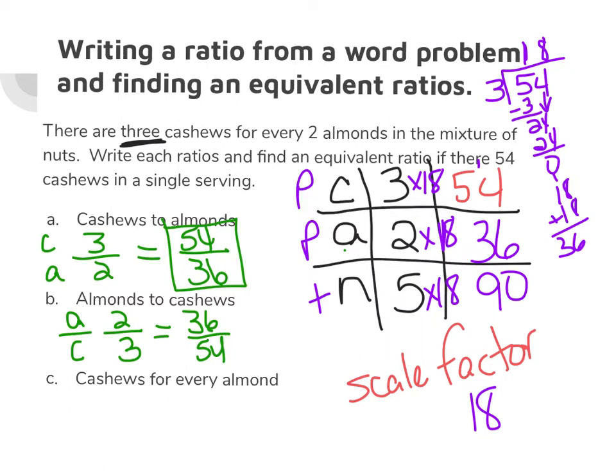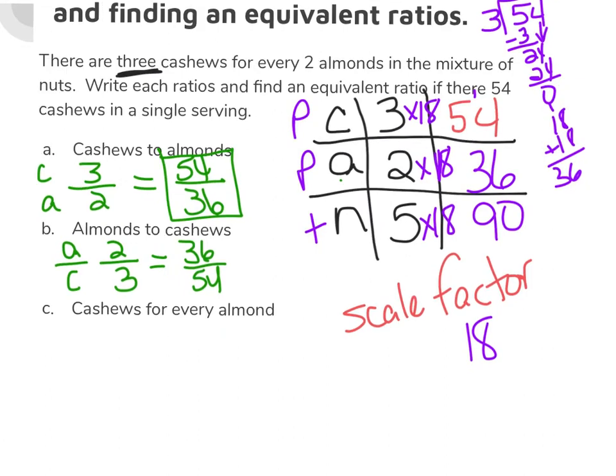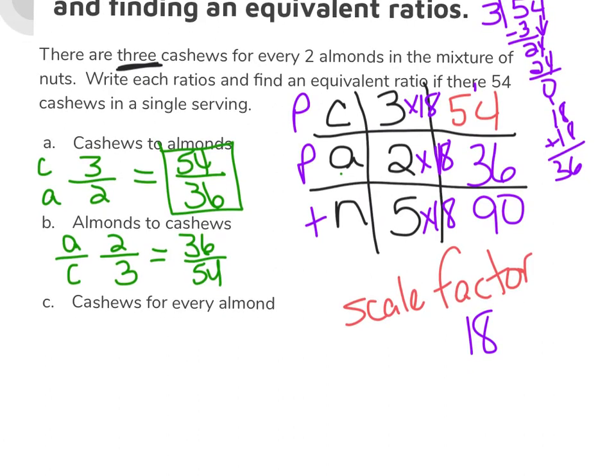Now letter C is a little bit different because it's asking for cashews for every almond. That means they want to know how many cashews we have for one almond. So what we're going to do is divide this up. I'm going to move this up a little bit so I have more room. I know there's cashews, there's 3.